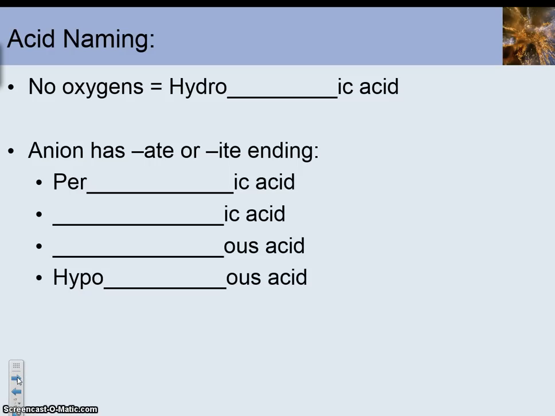How do we name acids? Well, if there's no oxygen present, like HCl, we would put hydro in front of it, and then the base of the other element, so chlorine would become chloric. Fluorine would become fluoric. So HF would be hydrofluoric acid. If the anion is an ate or an ite, like nitrate, or hyponitrite, or pernitrate, or perchlorate, we would use these suffixes.